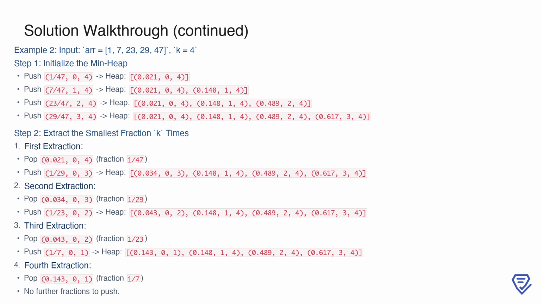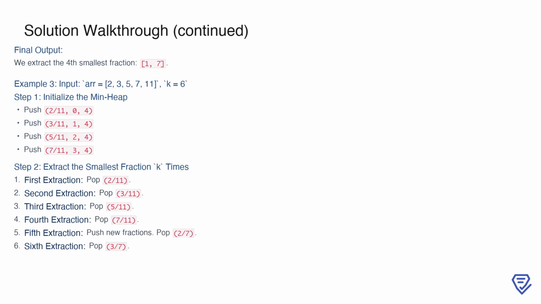Finally, for the fourth extraction, we pop 0.14301, or 1/7. Since no additional fractions can be formed with 1 as the numerator, we stop here. The result of this process for the given example is the fourth smallest fraction, 1/7.